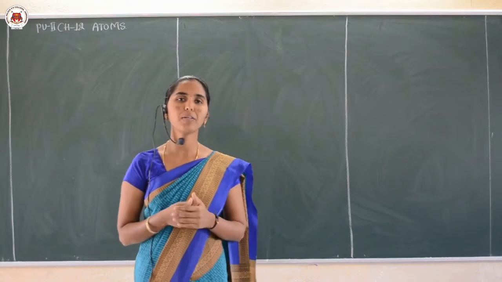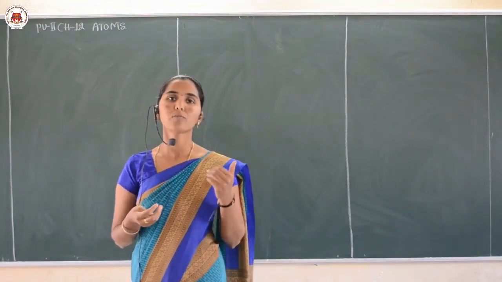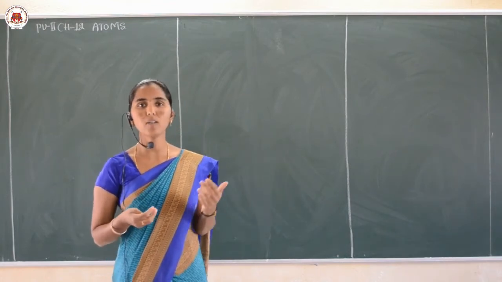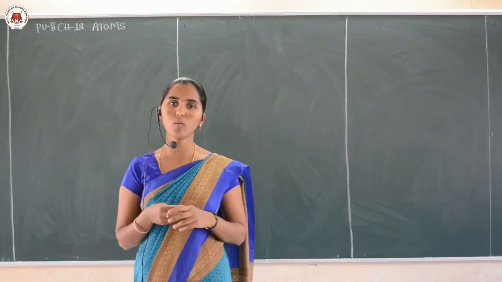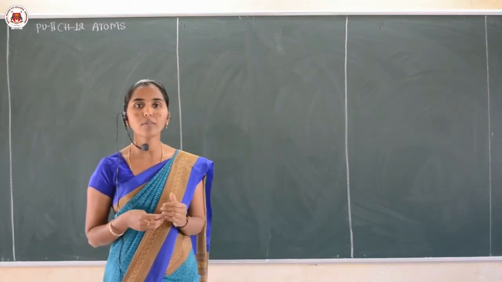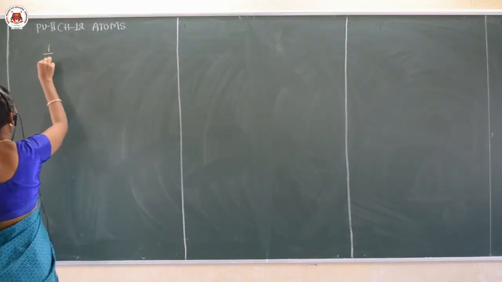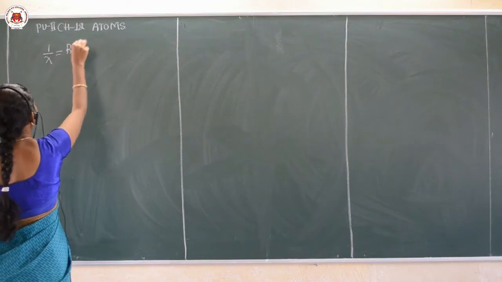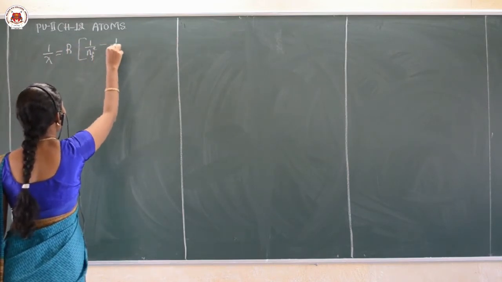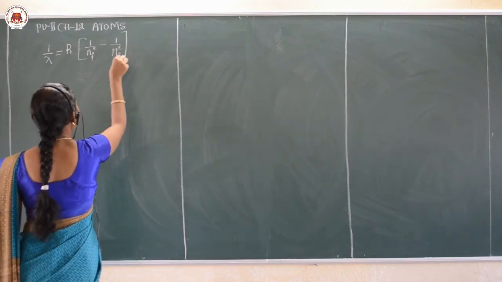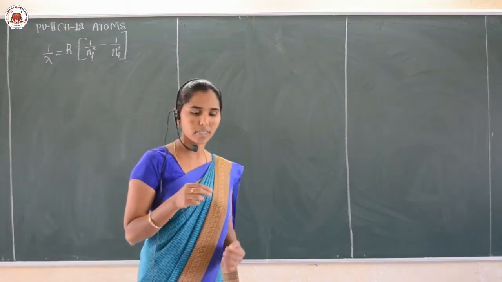In the previous videos we derived the expression for the wavelength of the spectral line which is emitted during the transition of the electron from the higher energy level to the lower energy level. There we got the formula 1 by lambda is equal to R into 1 upon nf square minus 1 upon ni square, right. And here R is taken as the Rydberg constant, isn't it?